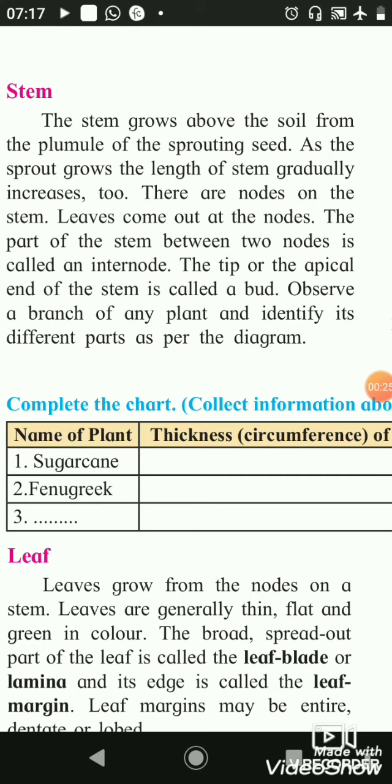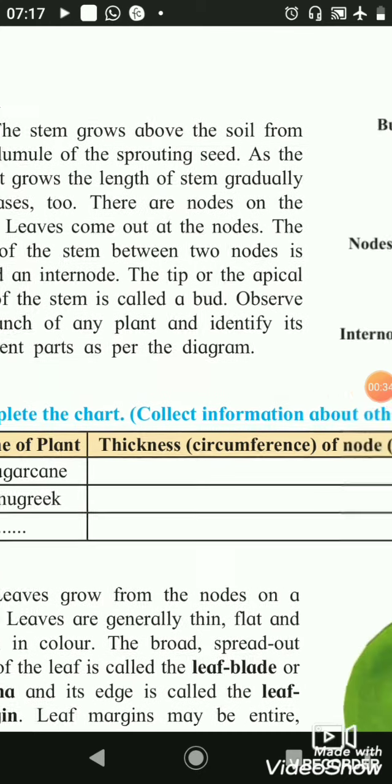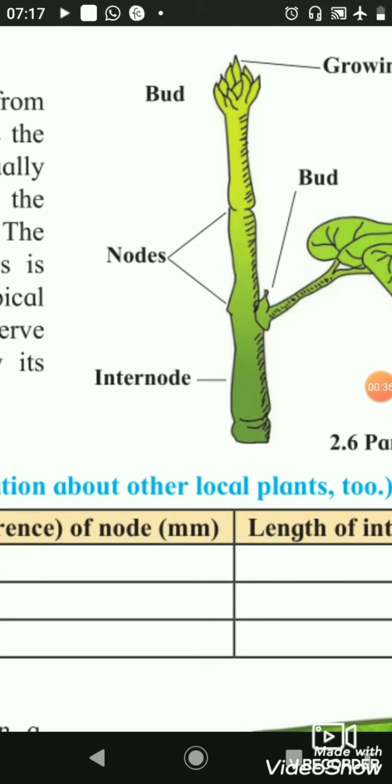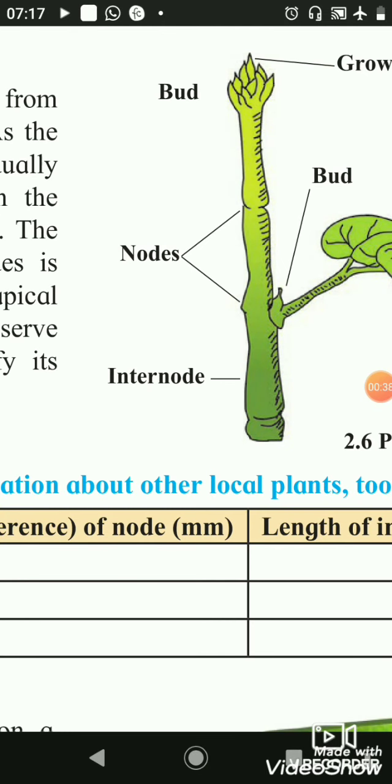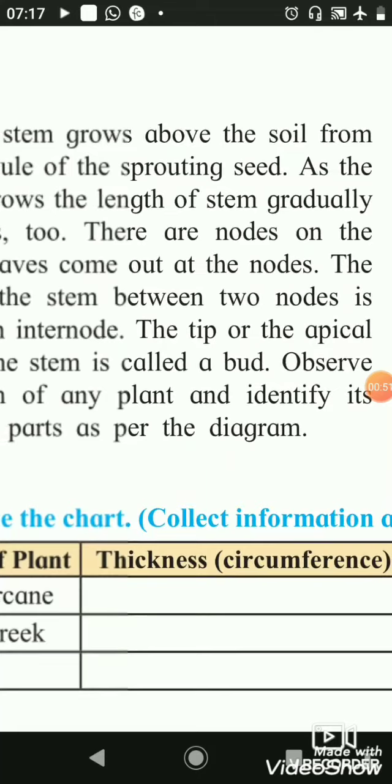What is a stem? What is the function of the stem? What are its parts? The stem grows above the soil. Always look at this picture. The stem is the standing part of a plant. One standing, thick part is given here. It is called a stem.